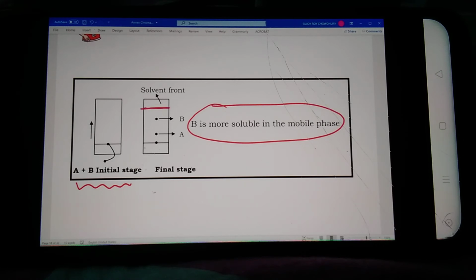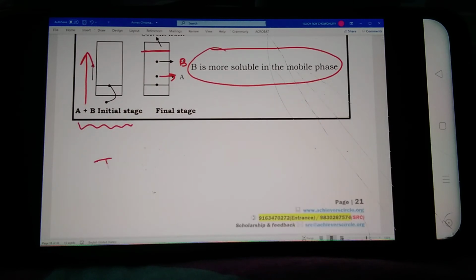The solvent is flying up to this particular point, sliding over here by capillary action. This is A and this is B, and B has migrated farther because of its solubility. Probably the mobile phase nature and the B nature match, and therefore B is more soluble with respect to A. Other factors are more or less the same, so B is climbing up, and basically the separation is being achieved.